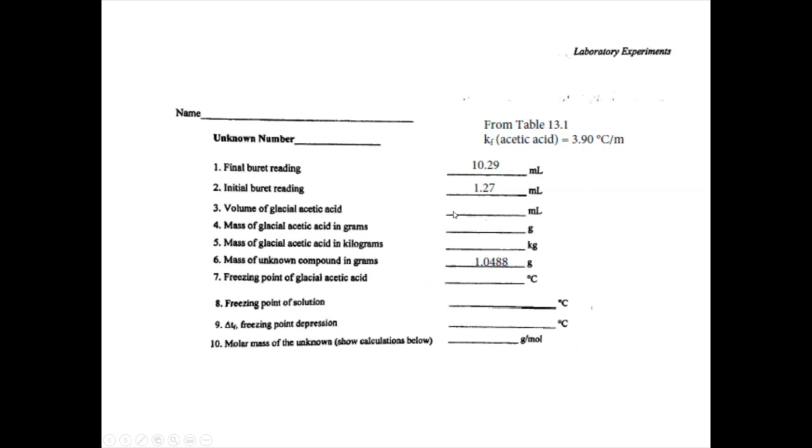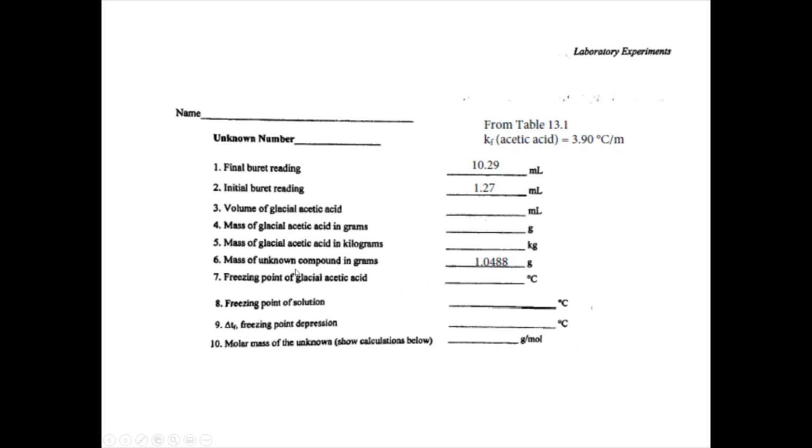Your job is to come up with the volume of the acetic acid by taking the difference between the final and the initial burette readings. For the mass of the glacial acetic acid, I gave you the density, so that's there. It's also in the lab book. So you can use the density to calculate the mass. And then finally, we need to convert this into kilograms, because molality requires the solvent to be in kilograms.